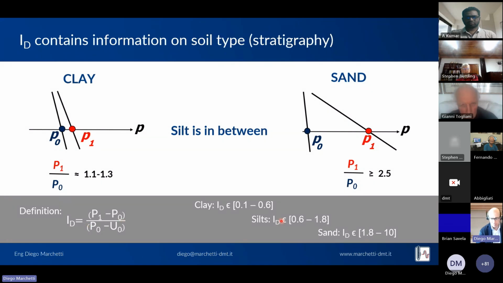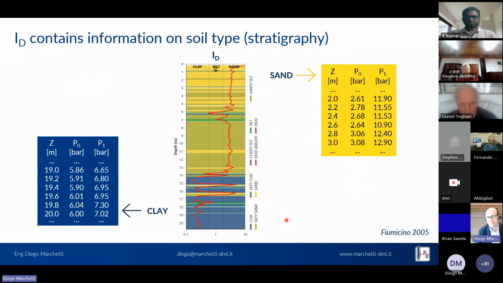Just to show an example that is more intuitive, if we look at this test near the airport of Rome, Fiumicino, you see that in the sandy layers, the second reading is about 4 to 5 times the first reading, whereas in the clay, below that, at 19 meters, the ratio between P1 and P0 is about 1.1 and 1.2.